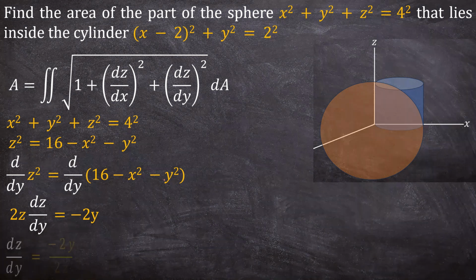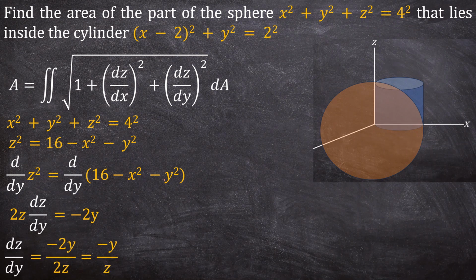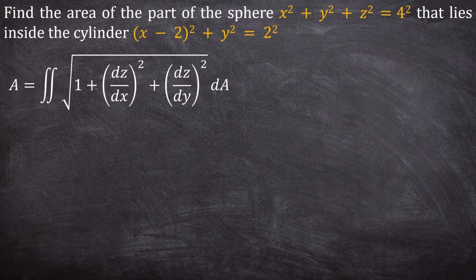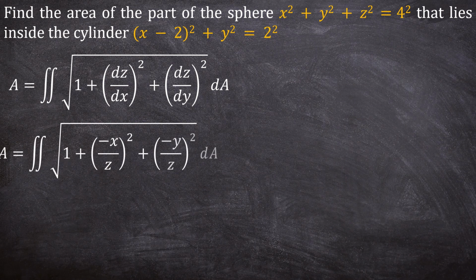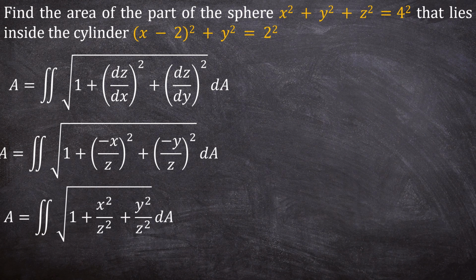Okay, now it's time to divide both sides by 2z, and if we do that, we're going to get 2y over 2z, and if we divide this, we're going to get negative y over z. Okay, so this is what we have. So now it's a matter of plugging. So let's plug in what we have. So we have negative x over z squared, negative y over z squared. So now you can see if we square a negative, we're going to get a positive. So let's rewrite this as 1 plus x squared over z squared, 1 plus y squared over z squared.